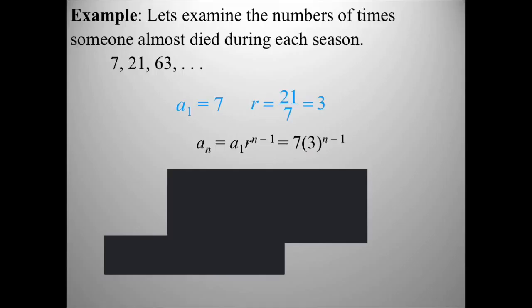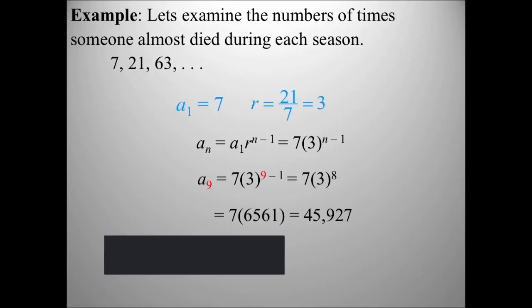So let's make a prediction. Let's say we wanted to know how many times someone's almost going to die in Season 9. That means I'm going to plug in a 9 into our n. If we do that, then we come up with 7 times 3 to the 8th, which is 45,927, which means that our ninth term is 45,927, or that someone will almost die that many times during Season 9.